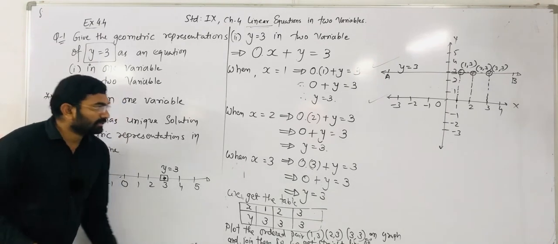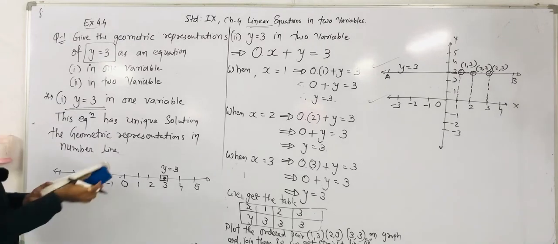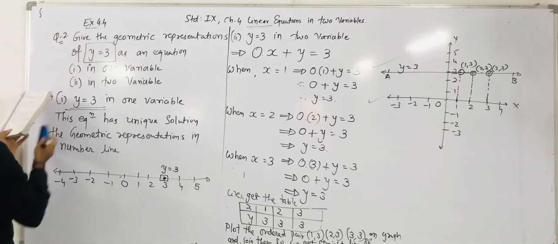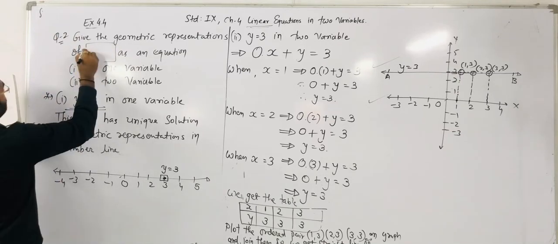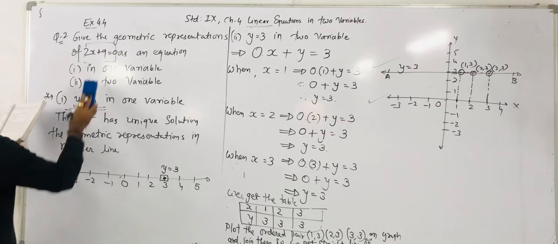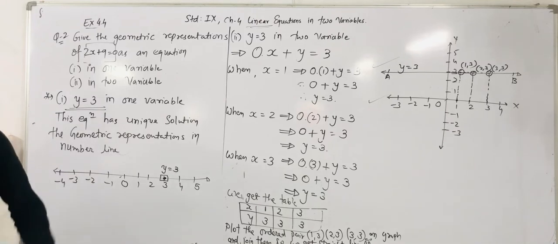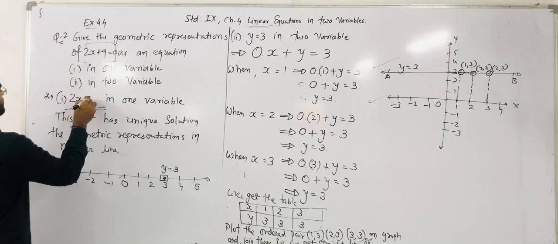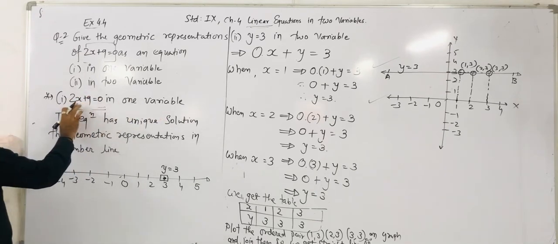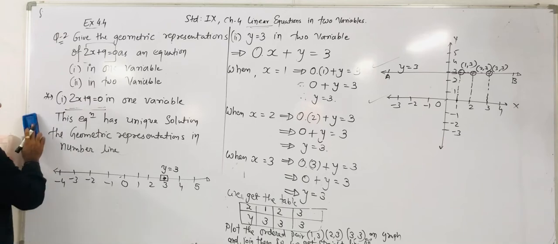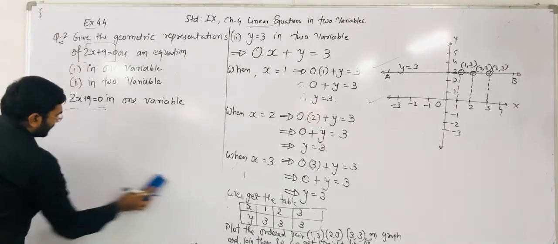In the same way you have to plot the graph. Now in question number 2, give the geometrical representation of 2x plus 9 is equal to 0 as an equation in one variable and in two variables. So in 2x plus 9 is equal to 0 in one variable, x is the only variable. So what we have to do? We have to find the value of the x variable. Then after that we have to plot that value on the number line.